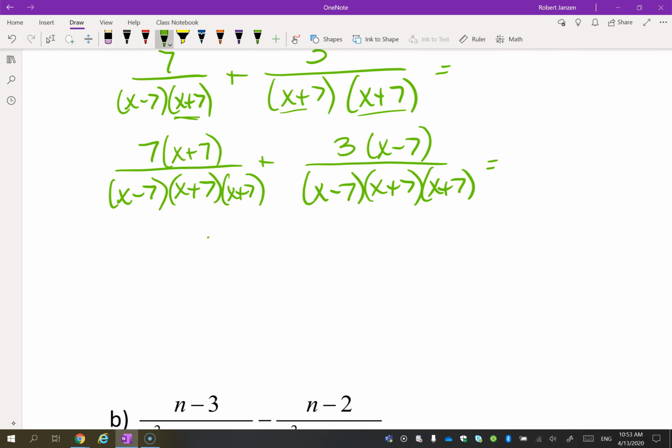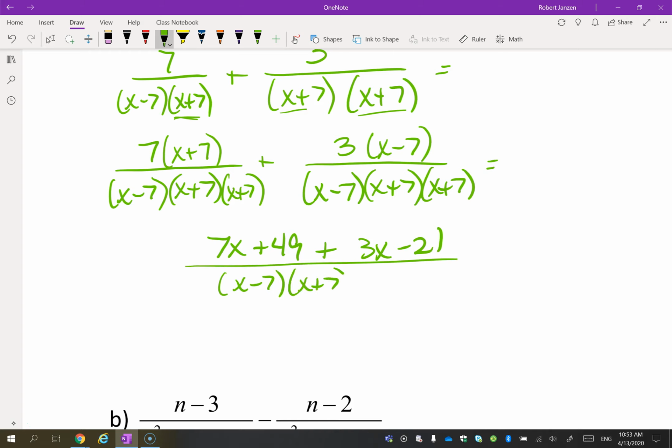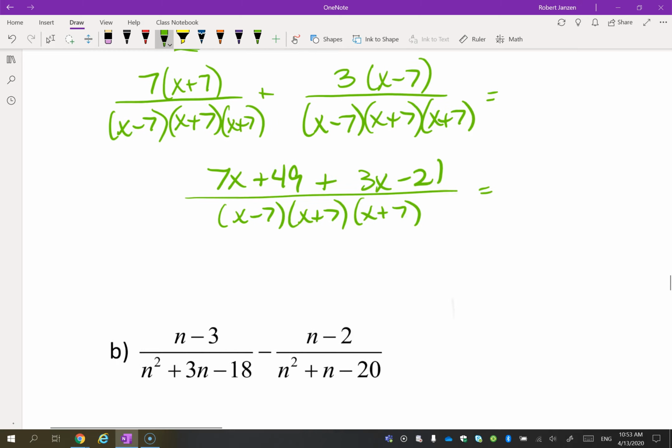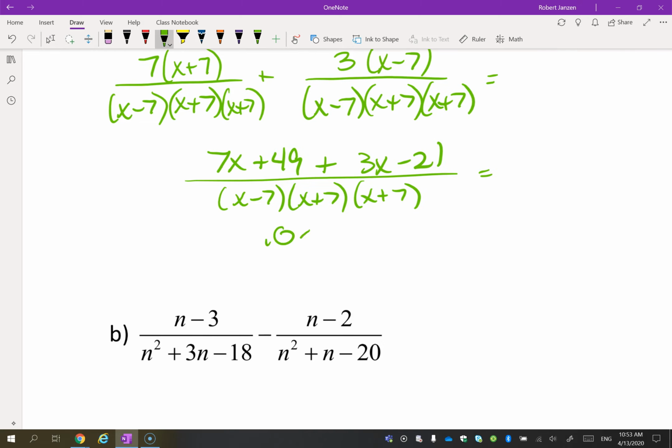All right, multiplying out: 7x plus 49 plus 3x minus 21, and this is all over this denominator. One more step: 10x plus 28 over x minus 7, x plus 7, x plus 7.